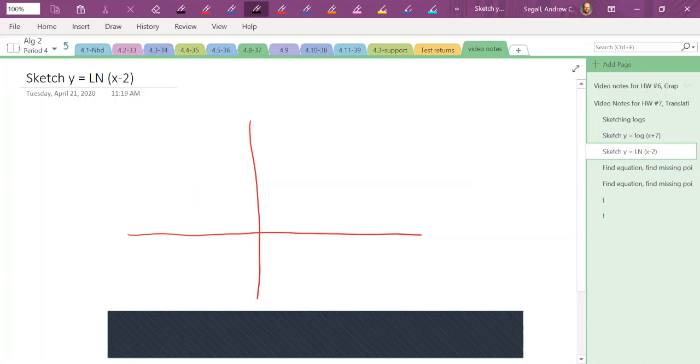Now let's graph y equals natural log of (x minus 2). Okay, so the base is e. The asymptote has moved 2 units to the right. So I will put my asymptote at x equals 2. I will graph the log shape. I know that the x-intercept is always 1 unit to the right of the asymptote. So this would be (3, 0).